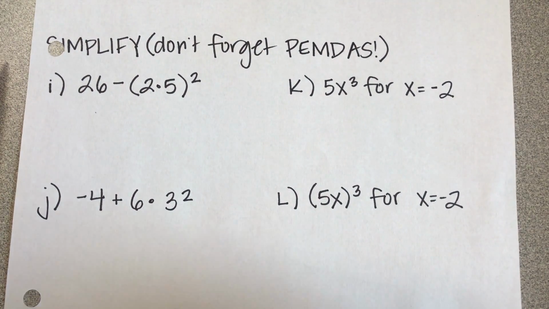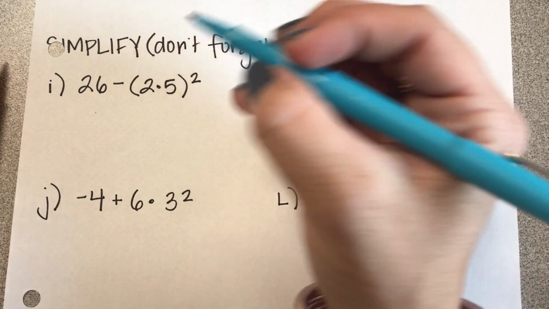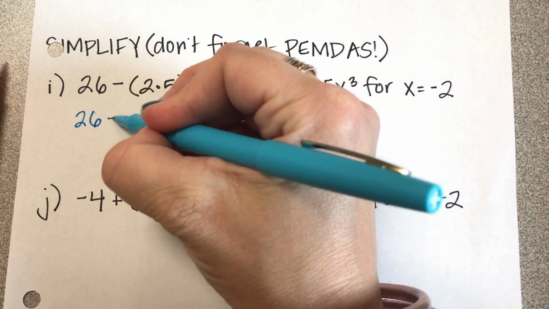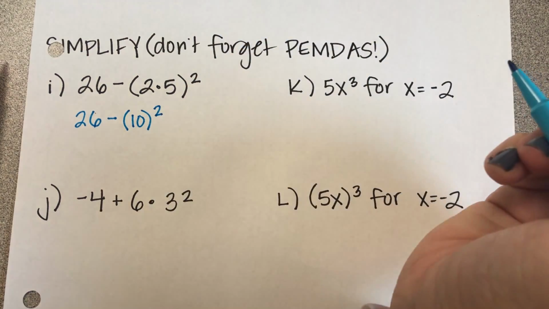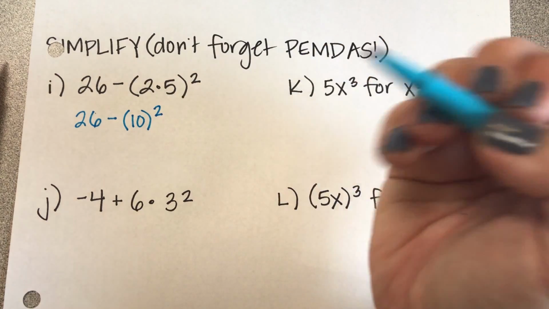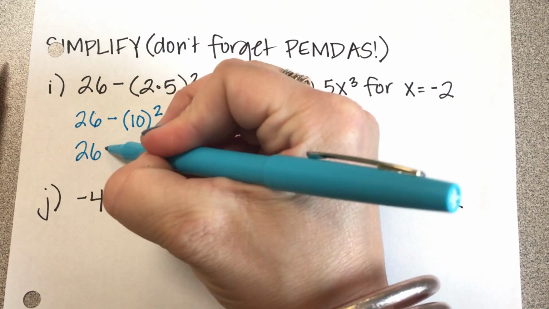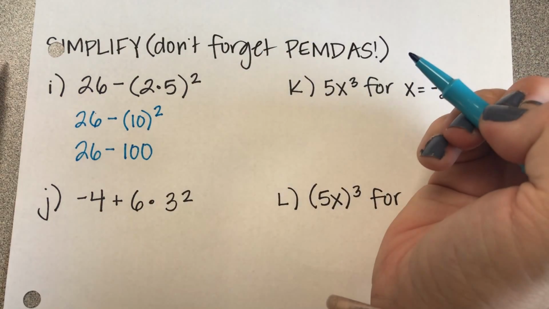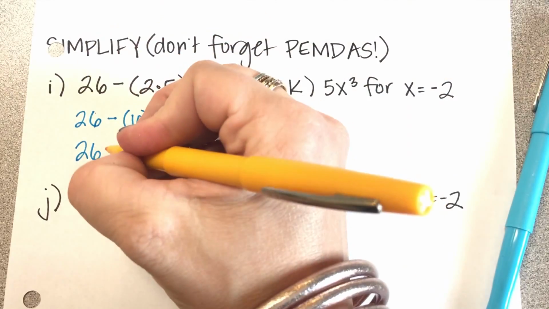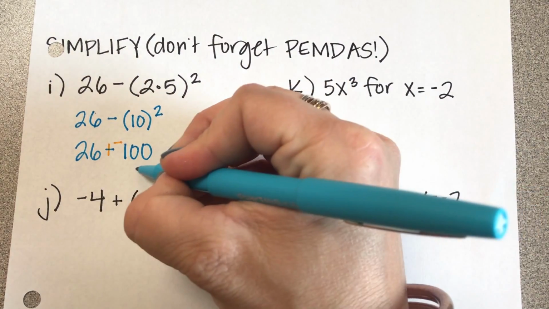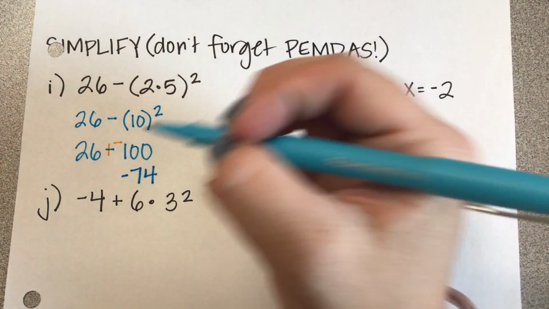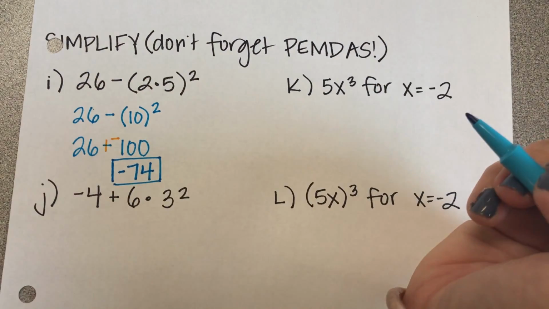Let's look down here and we're going to simplify, and it says don't forget PEMDAS. So on letter I, within the parentheses, we have to do 2 times 5 first. So 26 minus 2 times 5 is 10 squared. And then according to PEMDAS, we did the parentheses, now it's exponents. 26 minus 100. Now I can do my integer rules, keep, change, change. They're different signs, subtract. 100 minus 26 is 74, and there's more negatives. So negative 74.